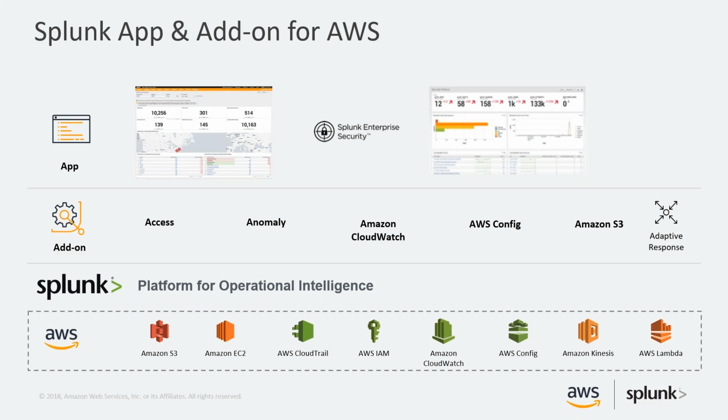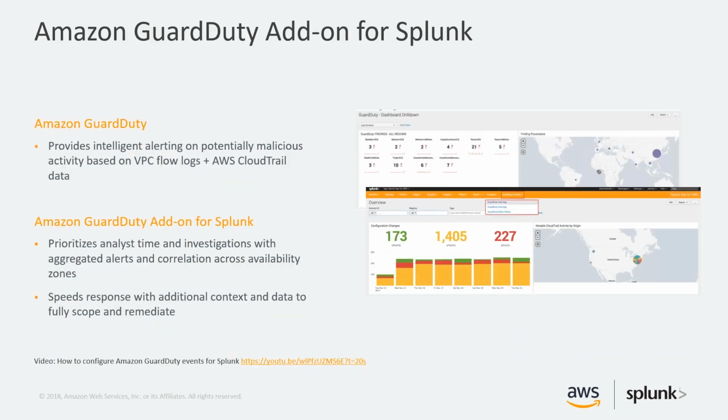Again, all these apps are not possible without the power of Splunk add-ons that we built, both in collaboration with AWS. These add-ons collect, ingest, and extract data from almost all the AWS services that are highlighted here. So let's talk about Amazon GuardDuty. Amazon GuardDuty is the security service that analyzes and processes VPC flow logs and AWS CloudTrail event logs.